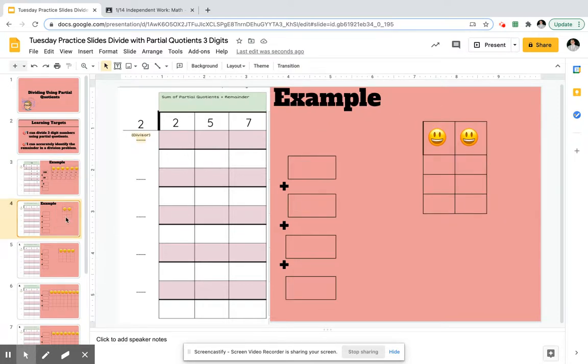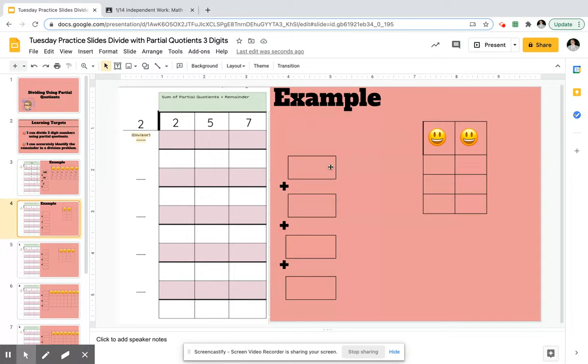Let's take a look at one more example problem here. Here we have 257 divided by 2. So this time, we only have 2 friends who are going to get a lot of Skittles. So we have 257 Skittles to split between these 2 friends.